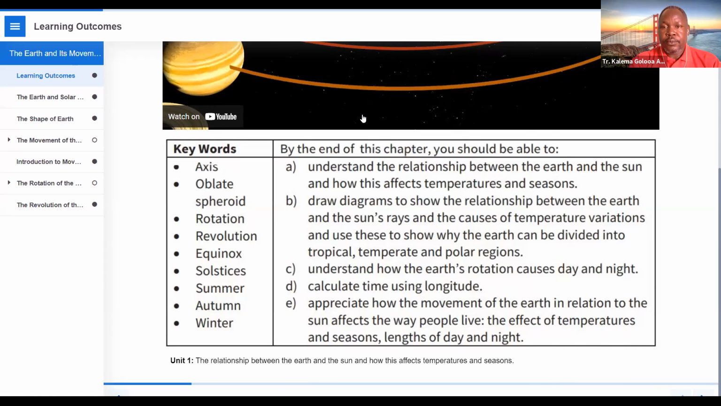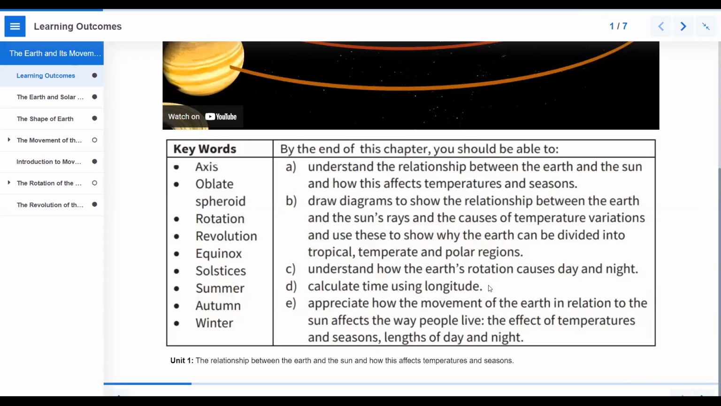Okay. By the end of this chapter, you should be able to understand the relationship between the Earth and the Sun, and how this affects temperatures and seasons. Draw diagrams to show the relationship between the Earth and the sun's rays and the causes of temperature variations, and use this to show why the Earth can be divided into tropical, temperate and polar regions. Understand how the Earth's rotation causes day and night.